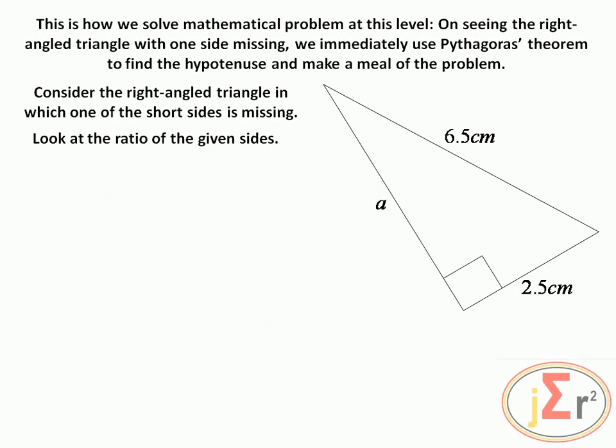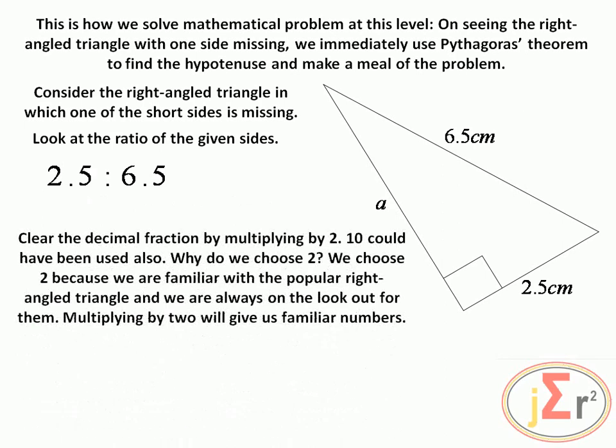So look at the ratio of the given sides. We have two sides, 2.5 and 6.5, they look weird. Clear the decimal fraction by multiplying by 2. You could have cleared the decimal fraction by multiplying by 10 also. So why do we choose 2? We choose 2 because we are familiar with the popular right-angled triangles, and we are always on the lookout for them. Multiplying by 2 will give us familiar numbers.